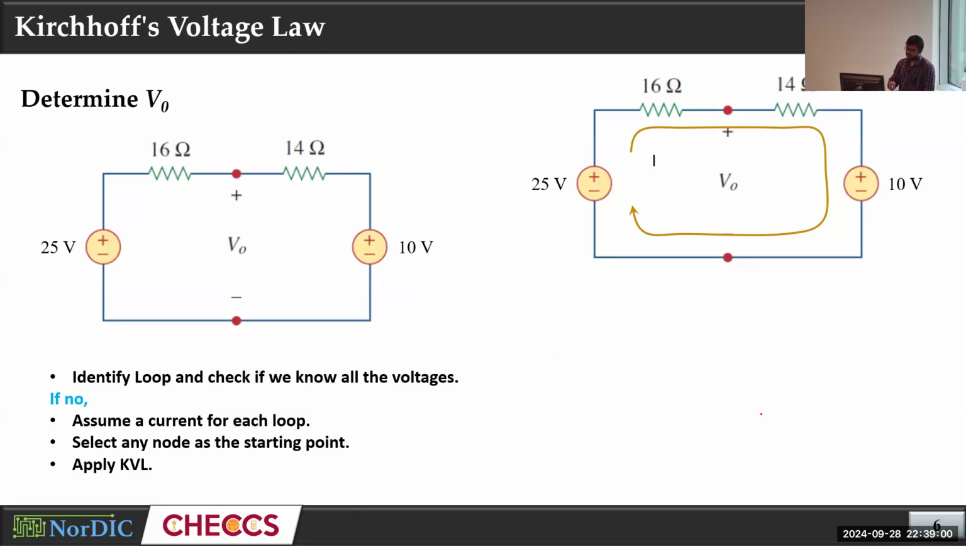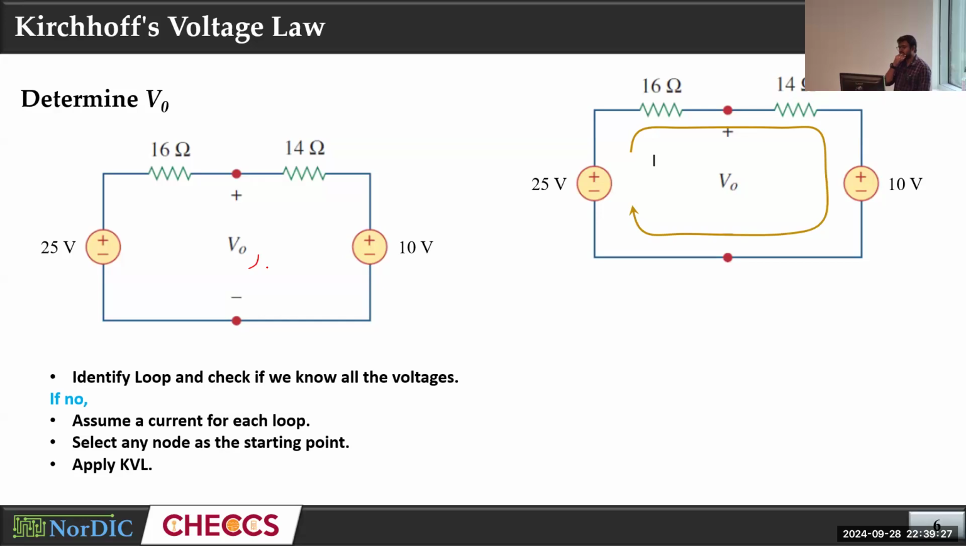So now let's have a look at this example. We'll again have to apply KVL, and we will have to find out the value of V0 here. So how can we do that? I'll explain. The first thing here, we'll have to identify the loop. How many loops are there in the circuit? One. Only one loop, right?